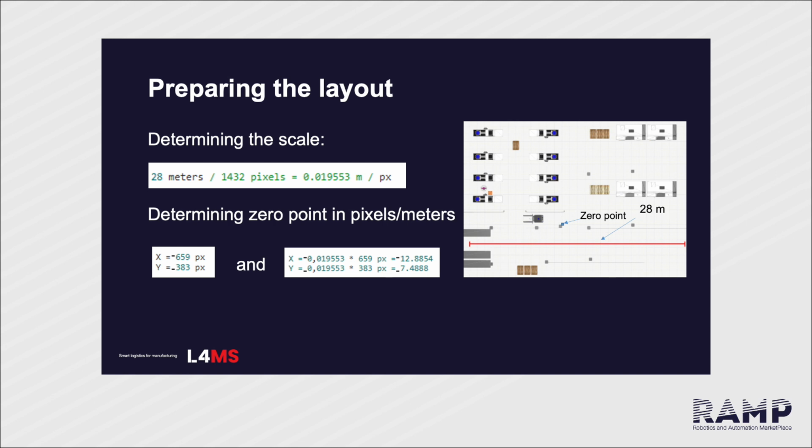Making the division 28 over 1,432 gives us the result 0.019553. The result has to be multiplied with the pixel coordinates in order to work in the new scale. So, the 0 point measured by the bottom left start of the axis is x equals 659 pixels and y equals 383 pixels, which corresponds, after multiplying by our scale number, to x equals minus 12.88 and y equaling minus 7.48 meters in the floor plan. We keep this useful information for later on.